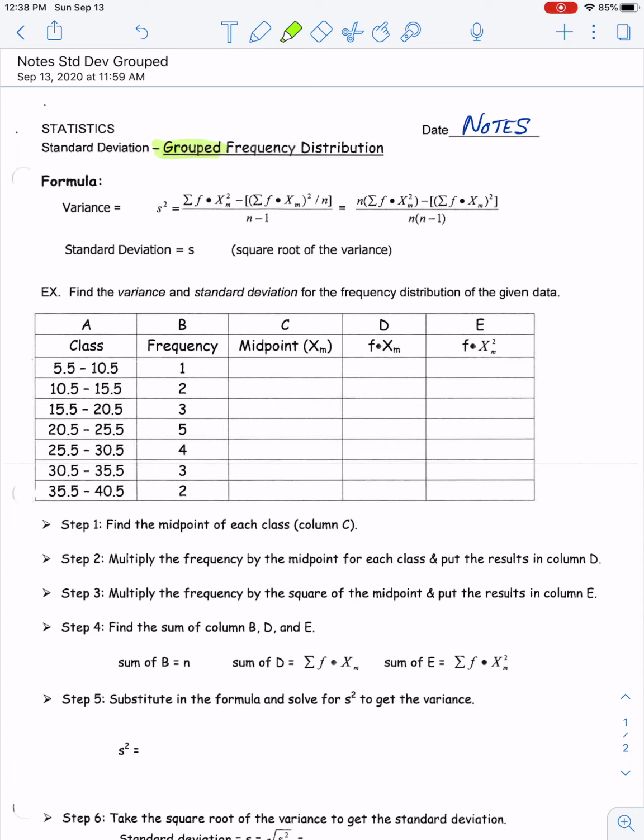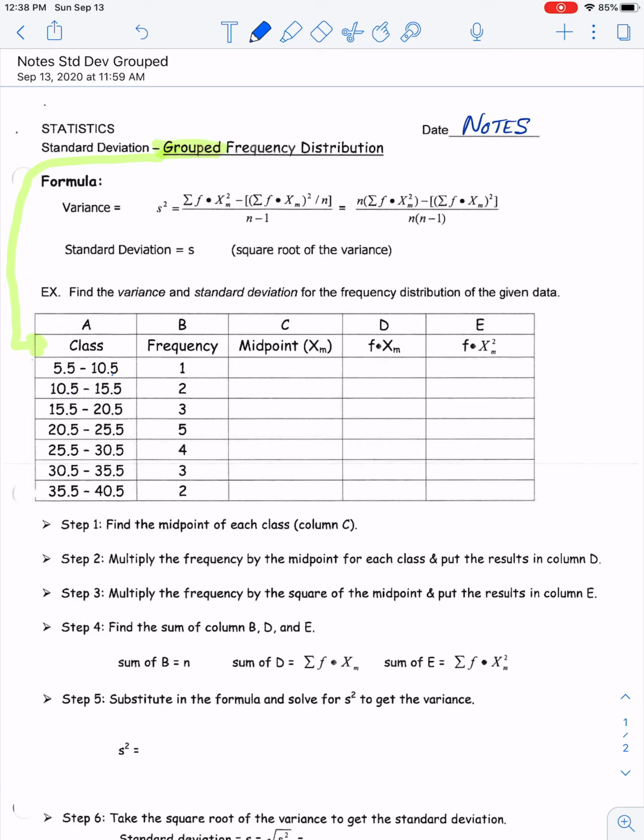And if you remember, group means we have something for classes, either limits or boundaries, depending on the situation. In this example, we have boundaries. And I sure hope by now you know boundaries. You can tell because they're continuous between the classes.